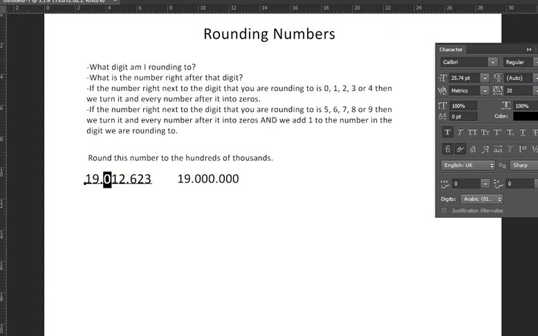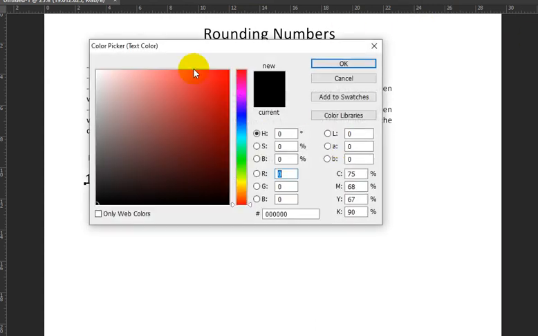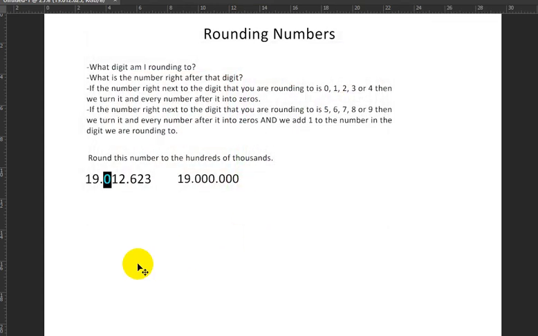So now we're not cooperating. Okay, I'm going to turn it red. Can we do that? Yep. So I want to round this number to the hundreds of thousands. That is this digit right here.